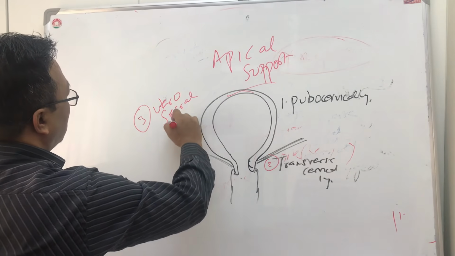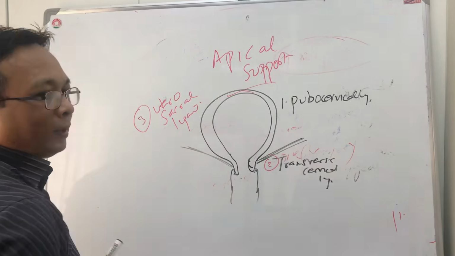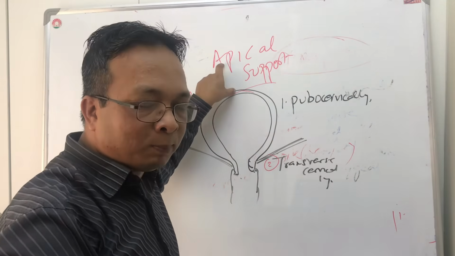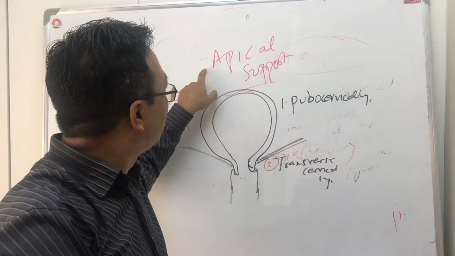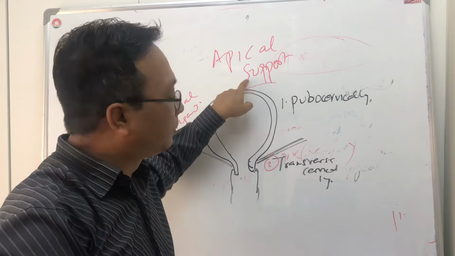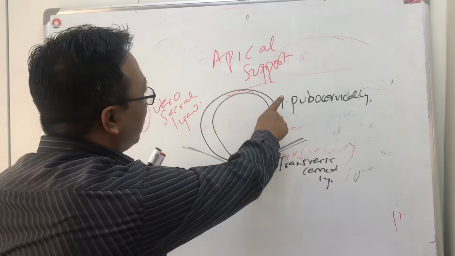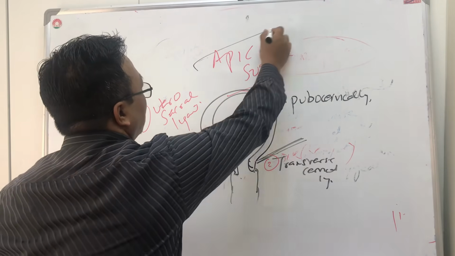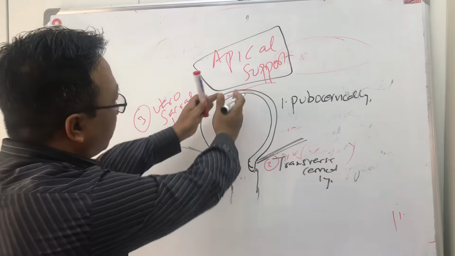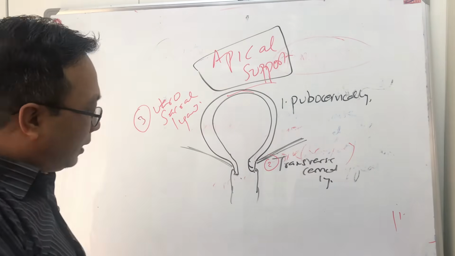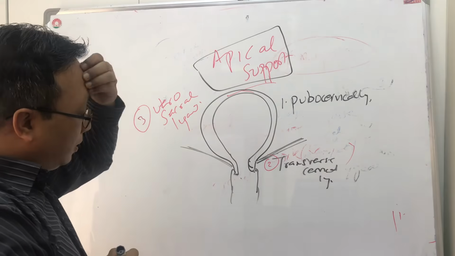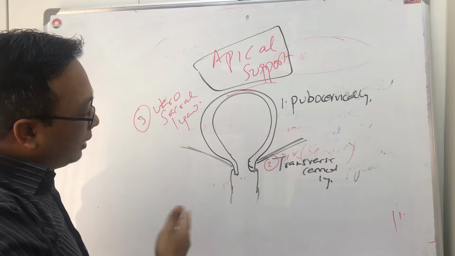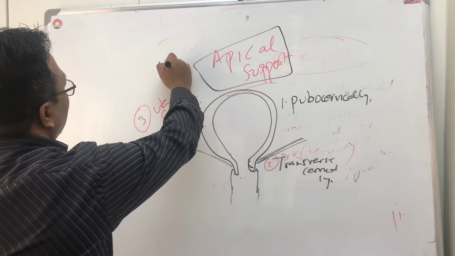So when a question of 2 marks comes, what are the ligaments in apical support for the uterus? You write these 3 ligaments, 1, 2, 3. They are called apical support. So the top of the uterus is supported there. Okay, so this is about apical support. This is level 1 support, first degree support.